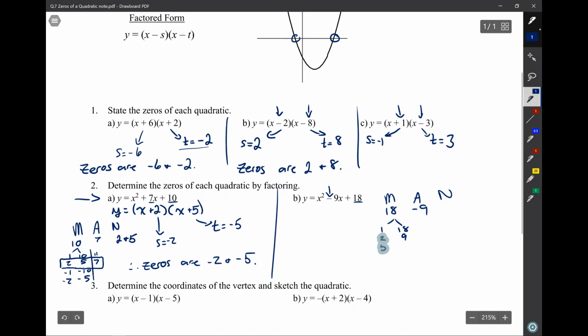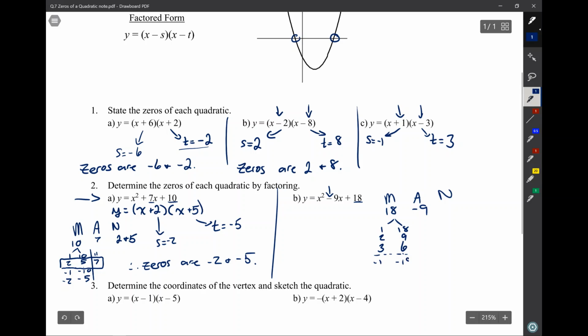Oops, my apologies. 3 does work here. 3 and 6. 4 doesn't work. 5 doesn't work. And then I see the number 6 here, so I know that I'm done. So I can go into my negatives.